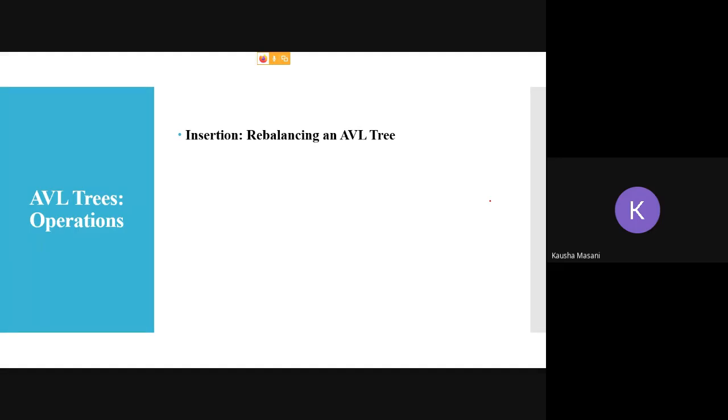Why rebalancing? Because you are going to insert an element in an existing AVL tree, or another case is where you are constructing an AVL tree, and after each insertion you have to calculate the balance factor at each and every node present in your AVL tree. So case 1 is that you are inserting an element in an existing AVL tree. Case 2 is that you are constructing an AVL tree and you get an imbalance after the insertions. In both cases you are going to apply rebalancing.